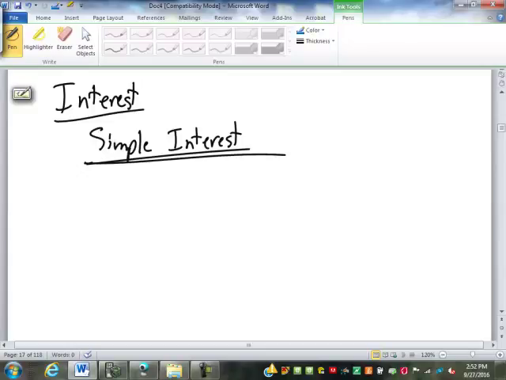So anyway, simple interest: the amount of interest, which is I, is equal to the principal, which is the amount of money you start out with, times the rate, that is your percent as a decimal, times your time. And that time is always in years.